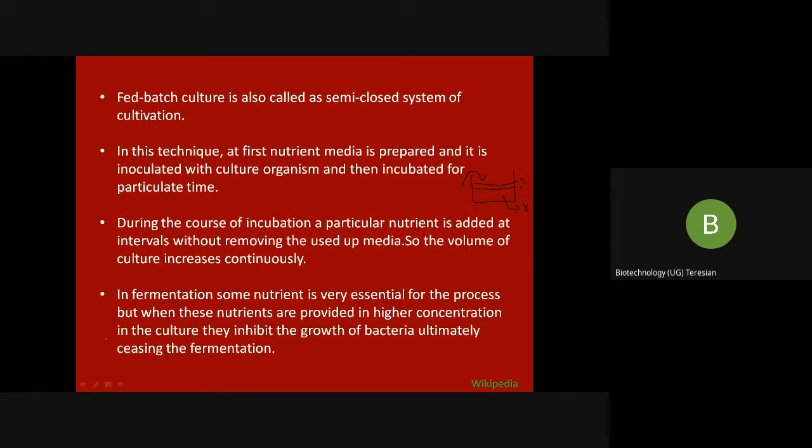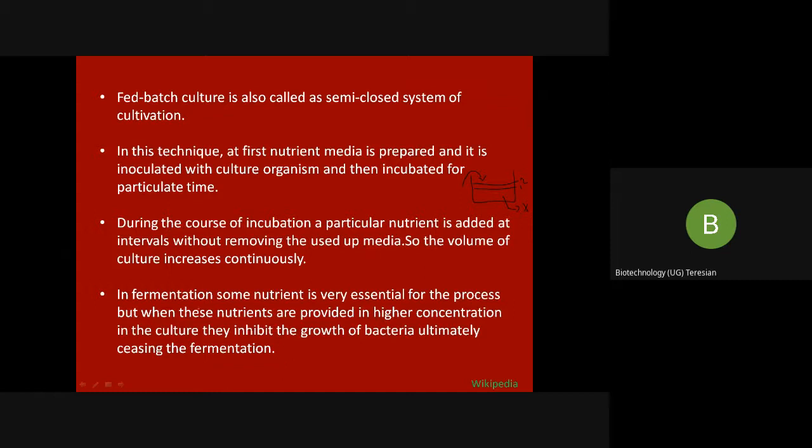In fermentation, some nutrients are very essential for the process, but when these nutrients are provided in higher concentration in the culture, they inhibit the growth of bacteria, ultimately ceasing the fermentation. So this is why we are using the nutrient at a particular interval of time. Because in some fermentations, the nutrients are very essential for the process to occur.